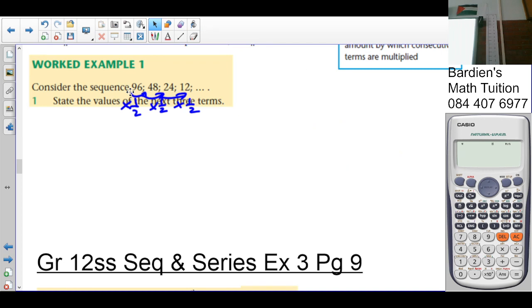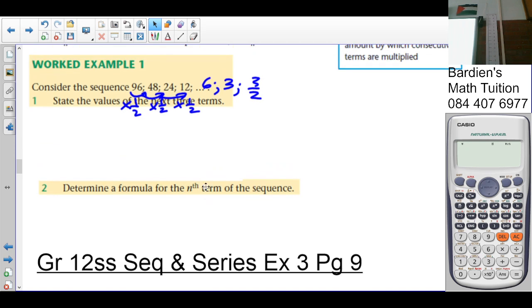So how do I move to the next term? Again, I multiply by half, which gives me 6. Again, multiply by half gives me 3. And then multiply by half gives you 3 over 2. You all agree with that? Any confusion? No. Okay, so let's carry on.